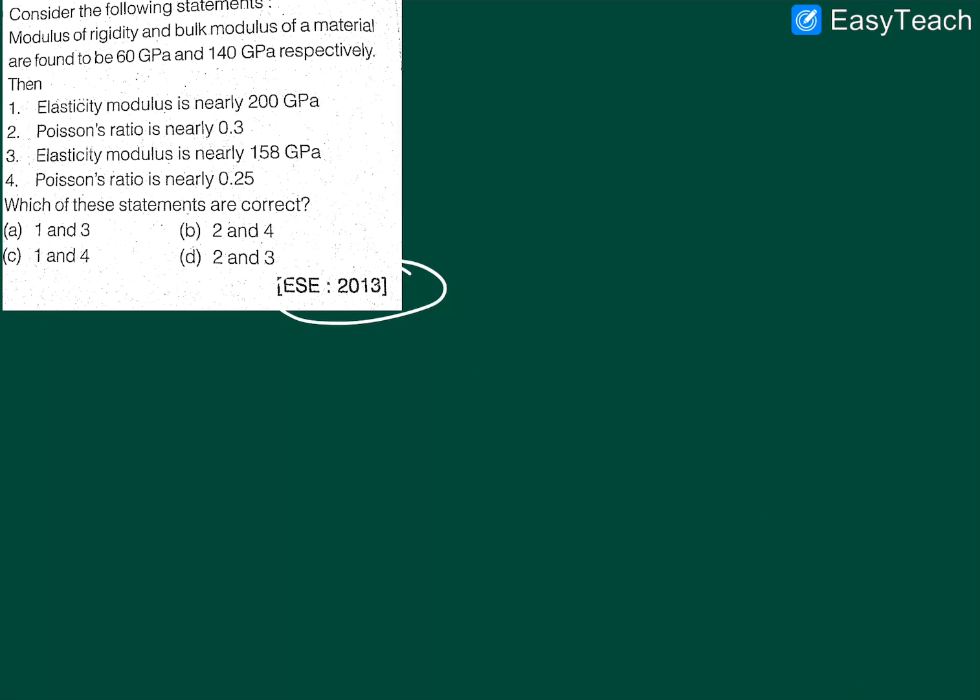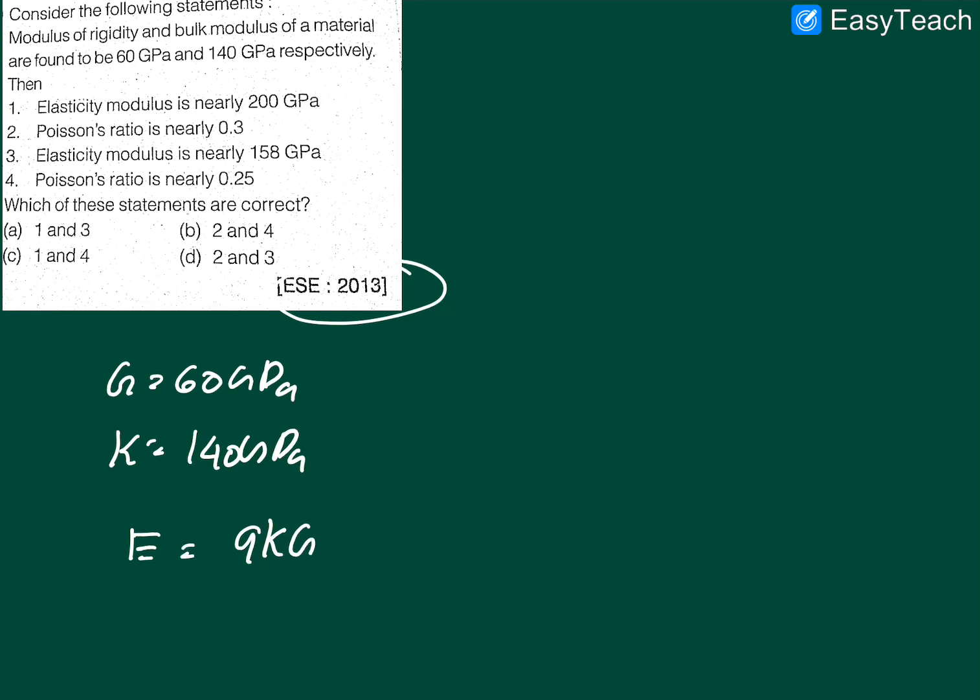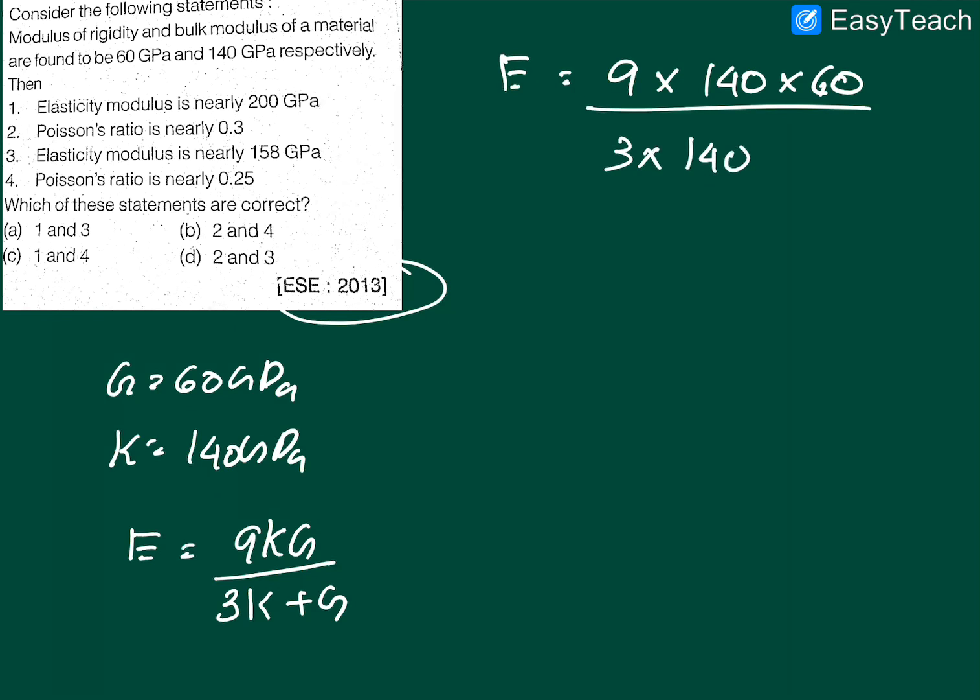This question was asked in 2013. Let's consider the following statement. The modulus of rigidity G is given by 60 gigapascal and bulk modulus K is given by 140 gigapascal. Which of the following are correct? From the relation between Young's modulus, rigidity and bulk modulus, Young's modulus is equal to 9KG divided by 3K plus G. Substituting, we get 9 into 140 into 60 divided by 3 into 140 plus 60.